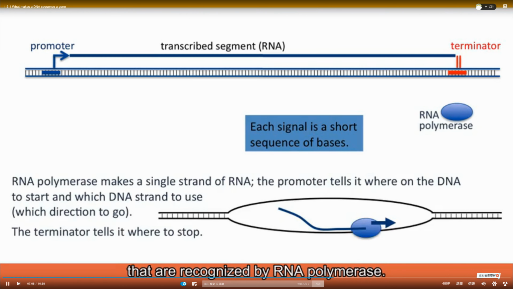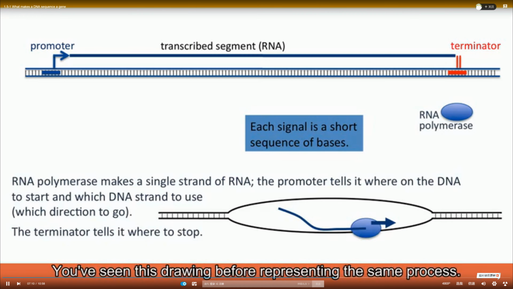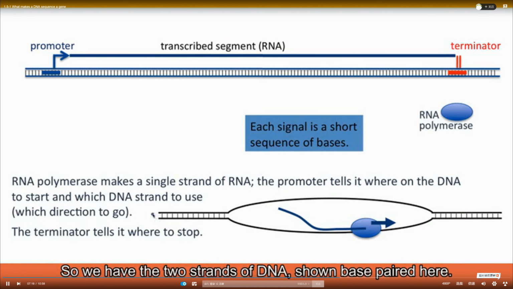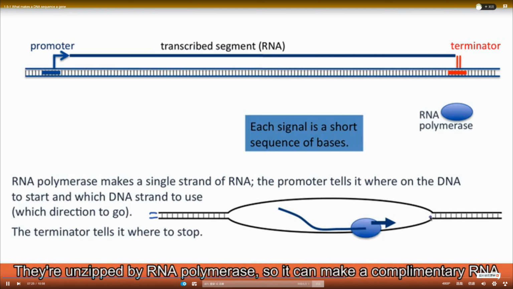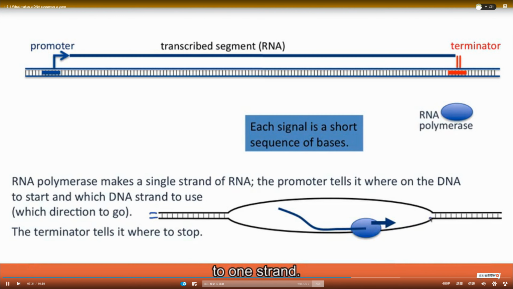Okay. Here's a different drawing. You've seen this drawing before, representing the same process. So we have the two strands of DNA shown base paired here, and this diagram shows that in fact the two strands come apart. They're unzipped by RNA polymerase so it can make a complementary RNA to one strand.